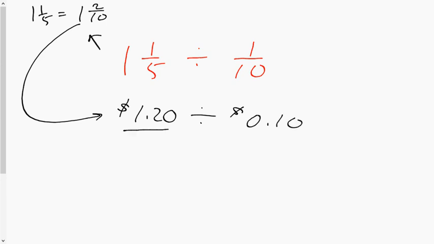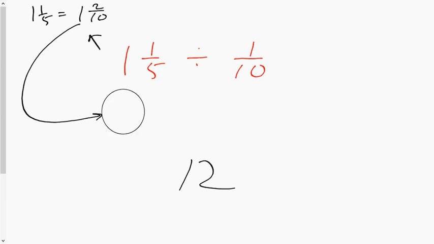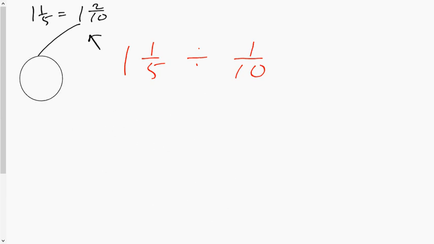You have $1.20 divided into piles of 10 cents. How many piles can you make? 12. Your answer is 12, right? Not using fractions, just using common sense money ideas, thinking about it in money, you got the answer 12.